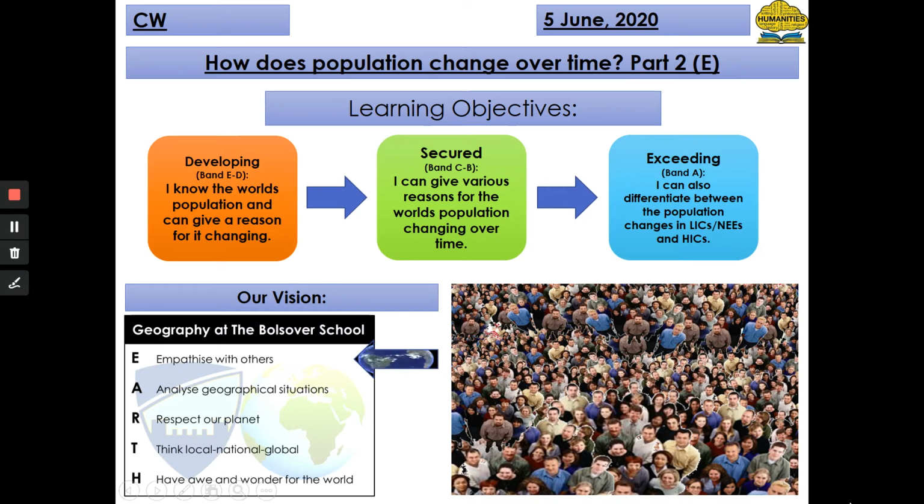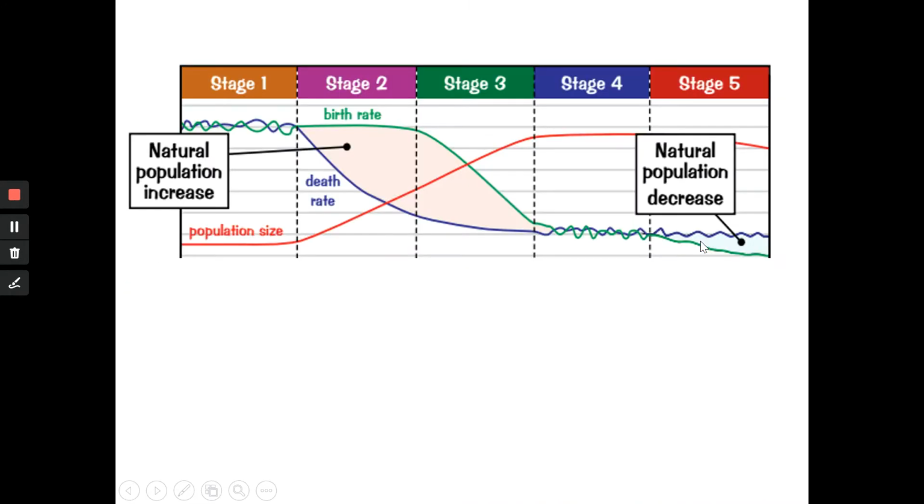And what we needed to know is reasons why the world's population had changed over time, but also to try and think if there was a difference between LICs, NEEs and HICs. Now, if we look at a simple version of the demographic transition model here, we've got these 5 stages.